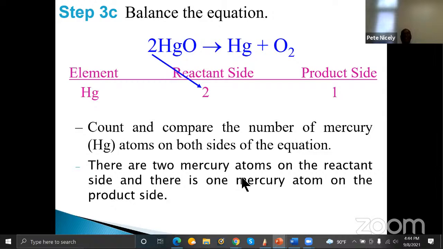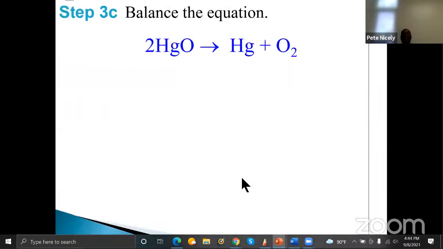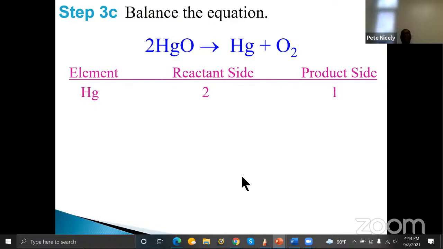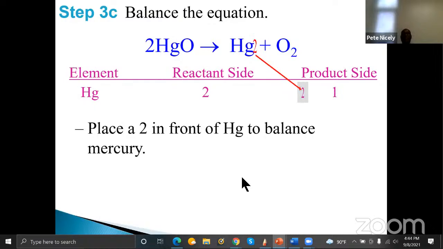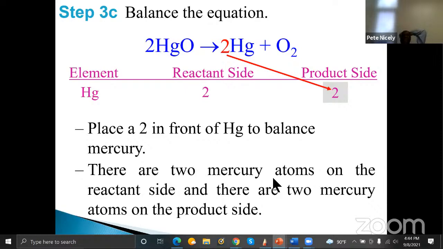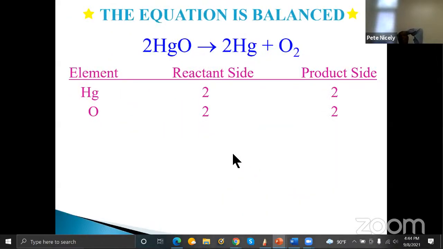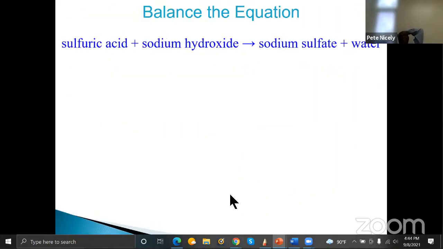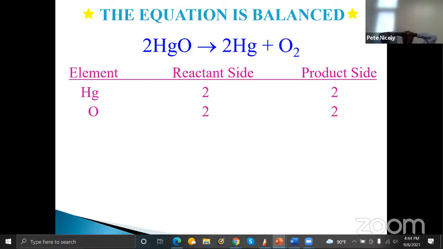The answer is you simply place a 2 in front of the mercury on the right side. And now we end up with a balance of the mercury atoms, right? We have 2 mercury atoms on the left, and that balances with the 2 mercury atoms on the right. So now the mercury atoms are balanced, the oxygen atoms are balanced, and therefore the equation is balanced, right? As seen here, all the atoms are balanced. So now we end up with a balanced equation, and that would be the final answer, all right?